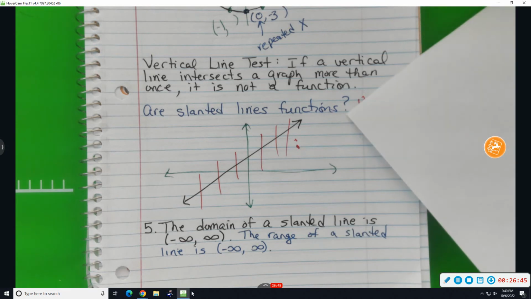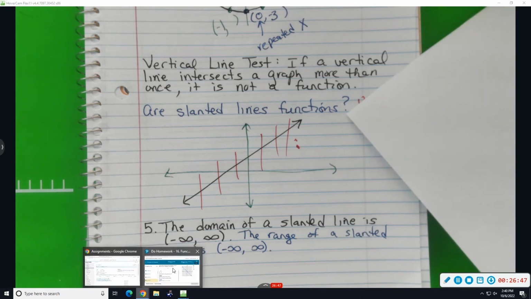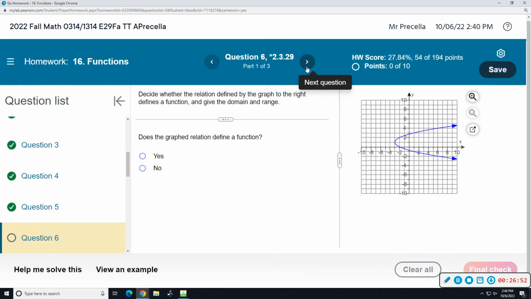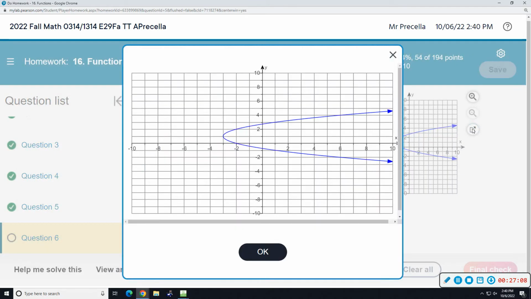Let's see, maybe we have another one of these to do. Okay, look at, oh wow. It says decide if this is a function. It is not a function. Can y'all see the graph good enough? Right here, the y axis is crossing it twice. In fact, there's a lot of vertical lines that are crossing it twice. It's like a giant stretched out circle.